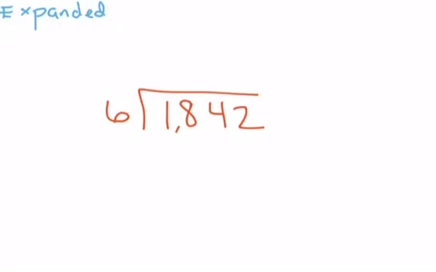Alright, so this is expanded form, and when we're dealing with this type of question, we have 1,842 divided by 6. I always tell the kids, you want to start off in obviously the largest place value. So I just ask, can 6 go into 1? And of course, no, you can't. So that tells me that 1,000 needs to be broken up into hundreds. And so now I have 18 hundreds.